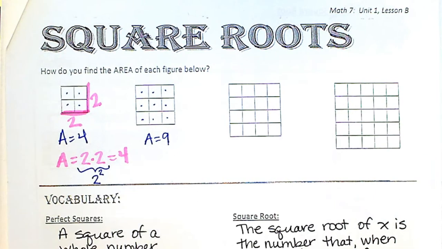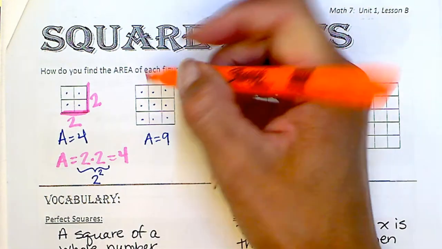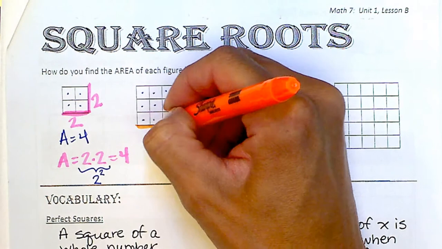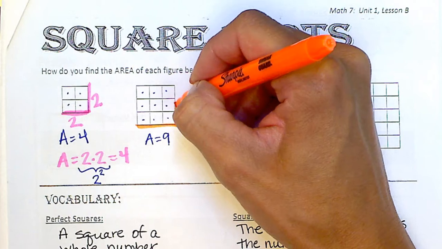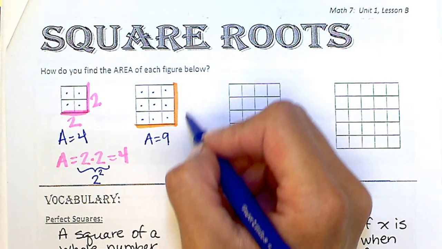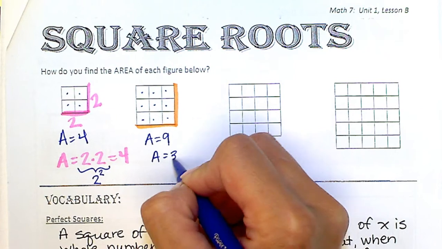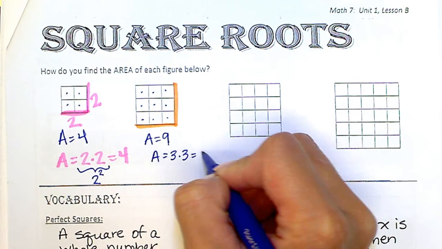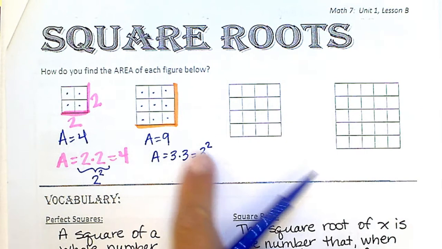Same thing for the next square. The length is 1, 2, 3. The height or the width is 3. So to find that area, I could have just done 3 times 3. Keep in mind that is 3 squared, and 3 squared is 9.